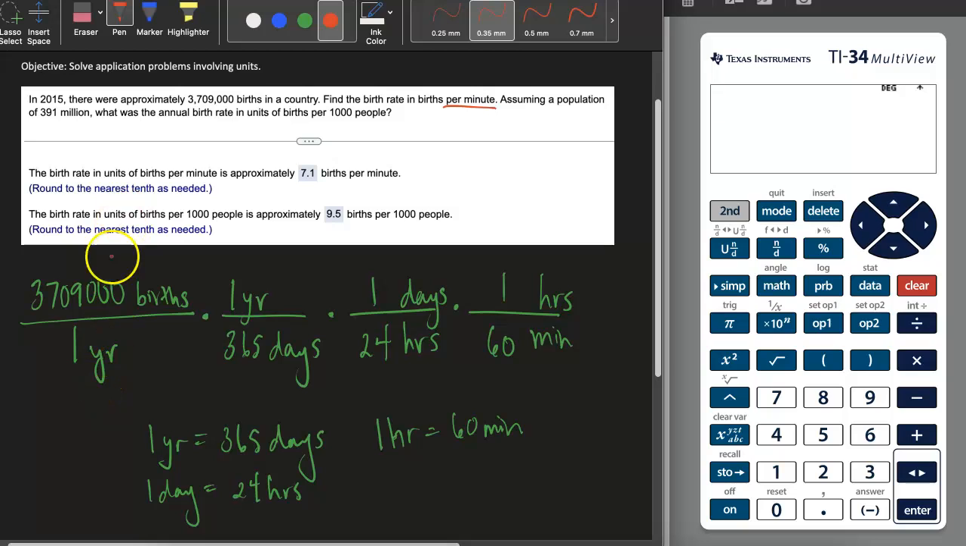So let's see what cancels. When we mark through these units that are in numerator and denominator, these like units, notice year, days, there's 1 in the numerator, 1 in the denominator, we can cancel it. Hours, 1 in the numerator, 1 in the denominator, we can cancel it. We are left with the units births in the numerator, minutes in the denominator, which is births per minute.